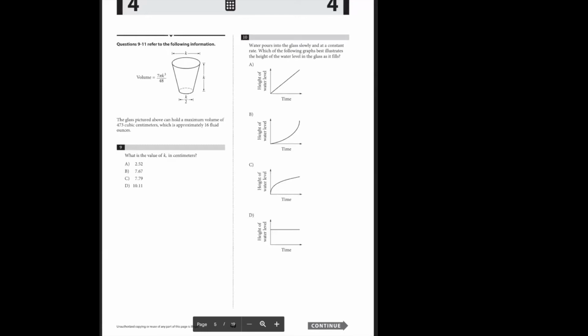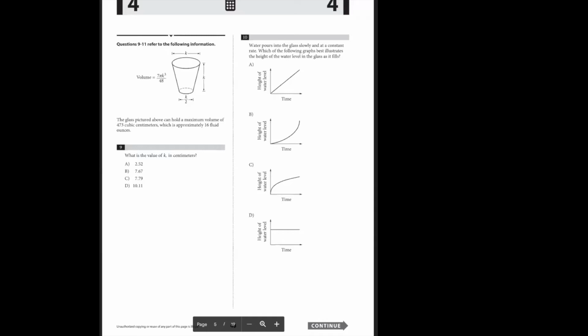So let's look at this one. It says questions 9 through 11 refer to the following information. It looks like a cup. It says that the volume of this cup-like figure, or glass, as it says in the problem, is represented by the equation 7 pi k cubed over 48. And it's saying that the glass can hold a maximum volume of 473, which is approximately 16 fluid ounces. So what is the value of K in centimeters?